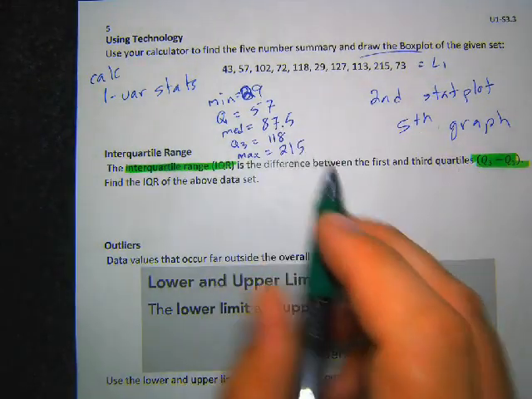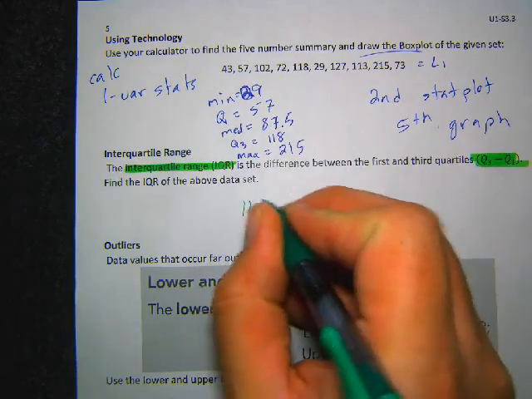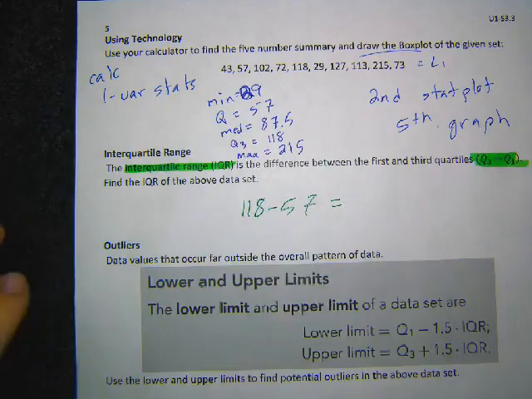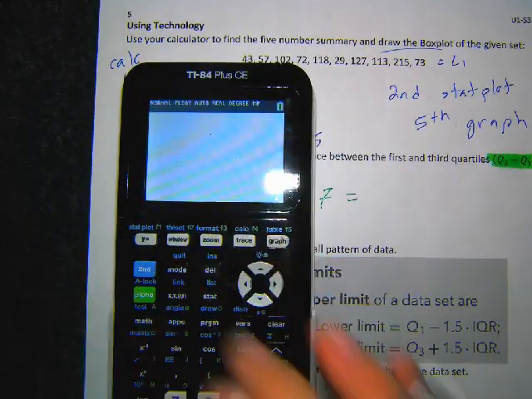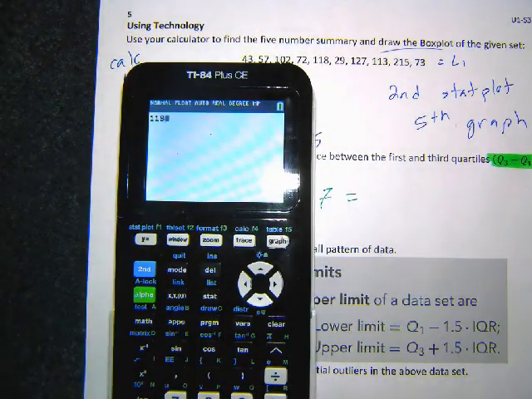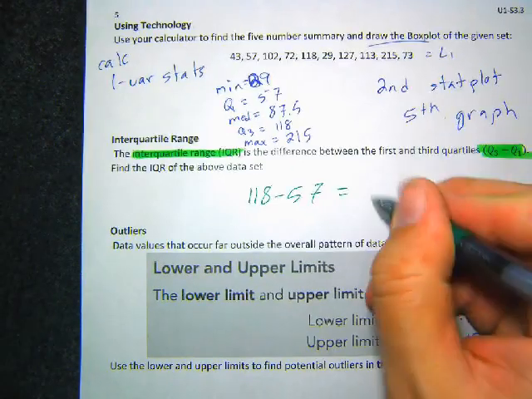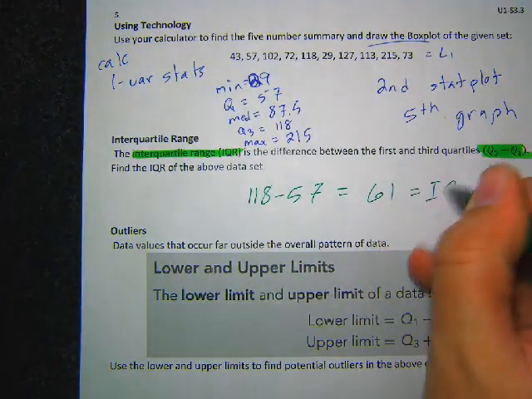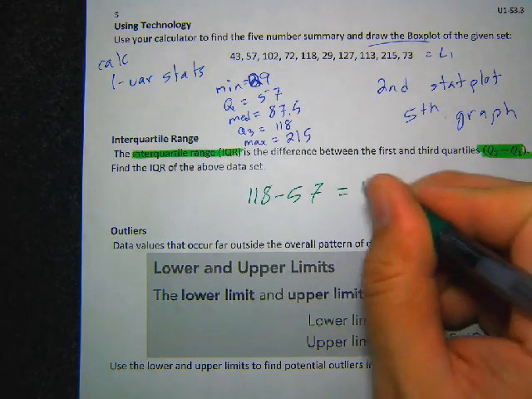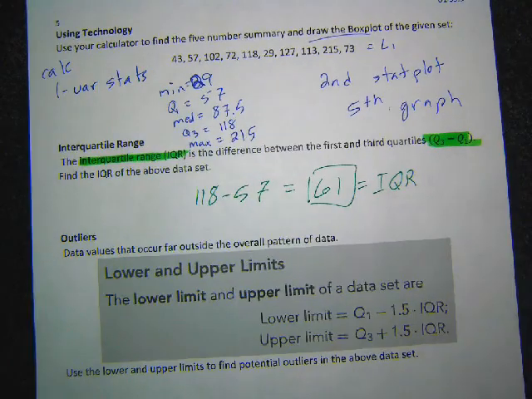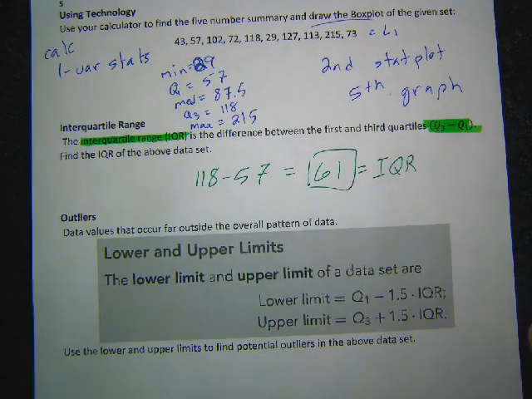So for this setup here, we'd say Q3 is 118, Q1 is 57, and we just subtract those, and that would give us the interquartile range. So 118 minus 57, and we see that 61 is the interquartile range. So 61 is your IQR. So be ready to find the IQR. Again, the IQR is just the range between the Q3 and Q1, the two different quartiles, the two outer quartiles, not the median.